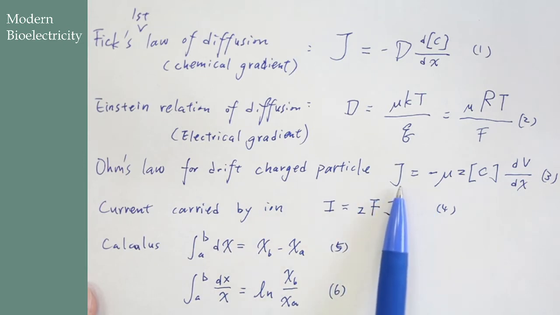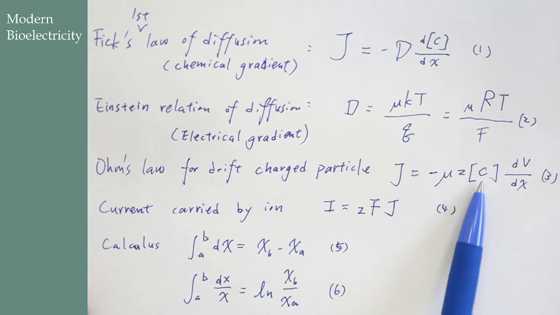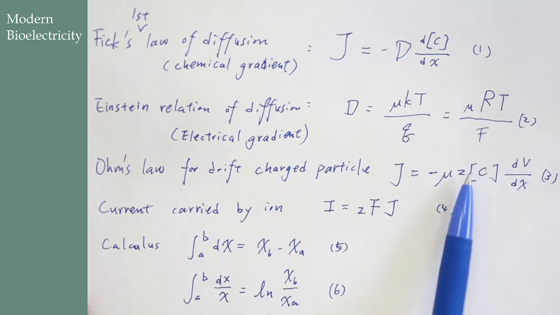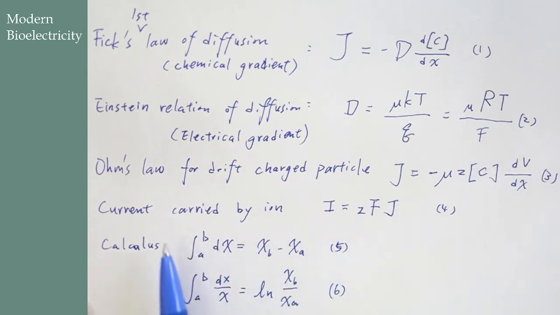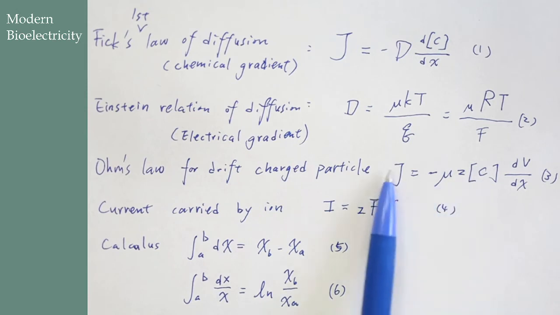And we have the flow caused by the electrical gradient, which is J equals minus mu Z C, where C is the concentration, Z is the valence of the particle, and then the gradient of the voltage. Then the current carried by the ion is I equals ZFJ. Z is the valence, F is the Faraday constant, which is the charge of a mole of electrons. And J is the flow we just calculated from Ohm's law.